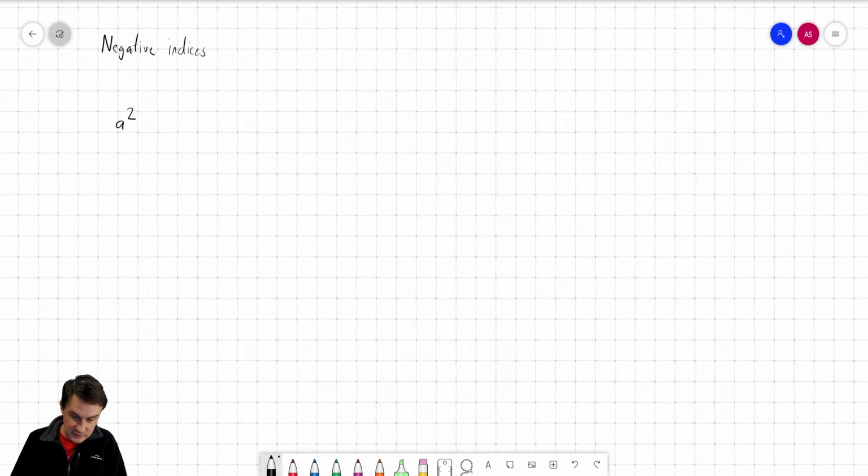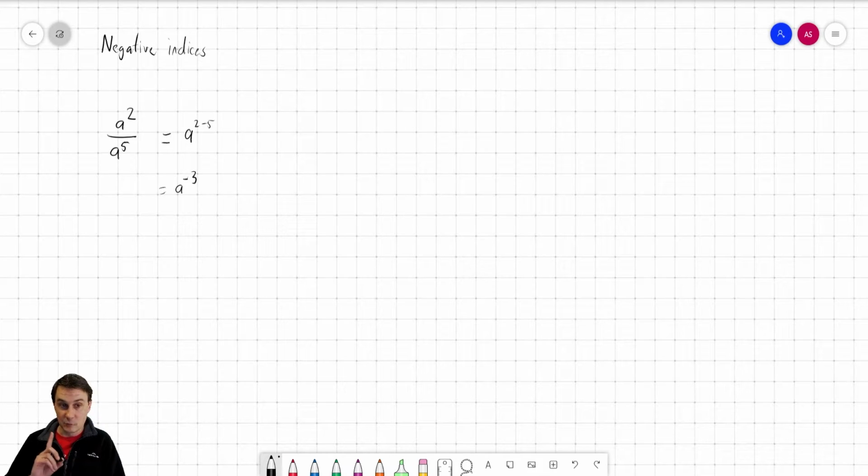Say we've got a to the power of 2 divided by a to the power of 5. Now, if we were to work this out, we could do this in two ways. First of all, we can subtract the powers from one another. So this is going to be a to the power of 2 minus 5. That's going to give us a to the power of negative 3. That's one of the answers there.